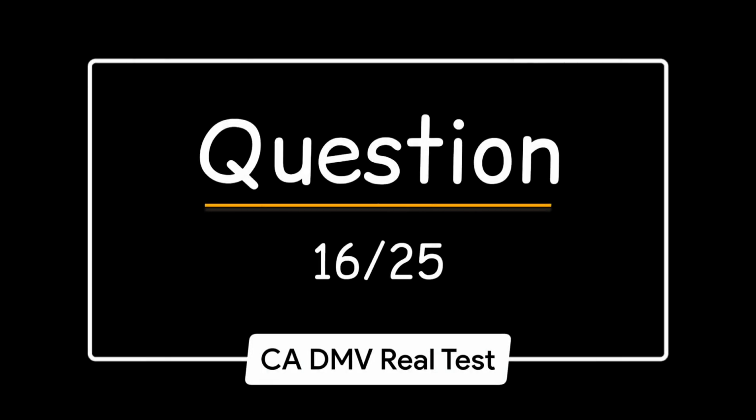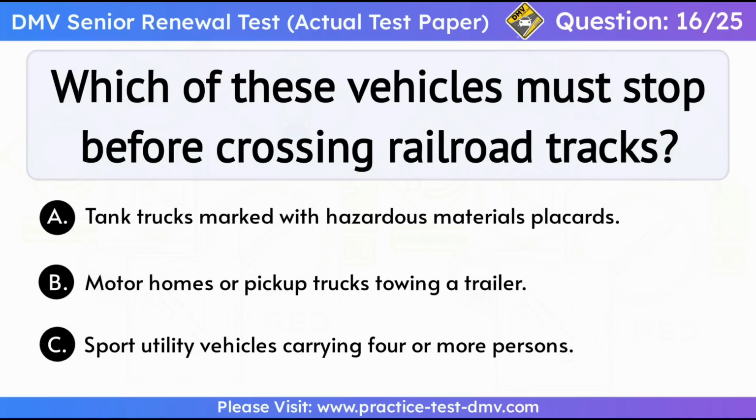Question 16. Which of these vehicles must stop before crossing railroad tracks? A. Tank trucks marked with hazardous materials placards. B. Motorhomes or pickup trucks towing a trailer. C. Sport utility vehicles carrying 4 or more persons. Correct answer, A. Tank trucks marked with hazardous materials placards.